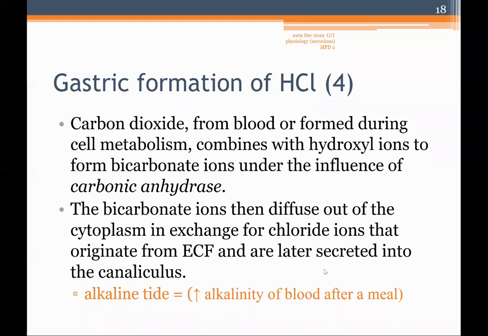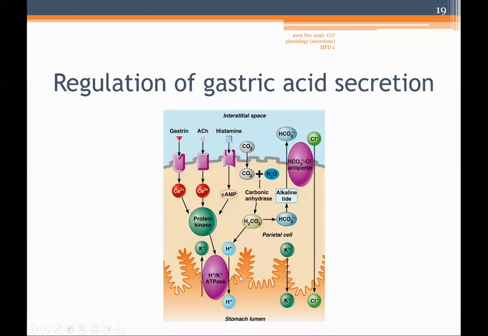And this usually happens after you've ingested a meal, during digestion of the meal. This is known as the alkaline tide, because you have this flow of bicarbonate ions into the blood during digestion, causing an alkalinity in the blood. And once digestion finishes, the blood comes back to normal. So this is what is known as the alkaline tide, and you can read about that in the book.